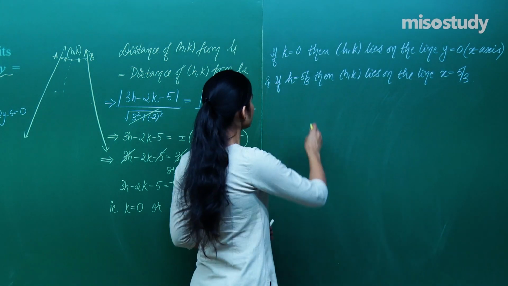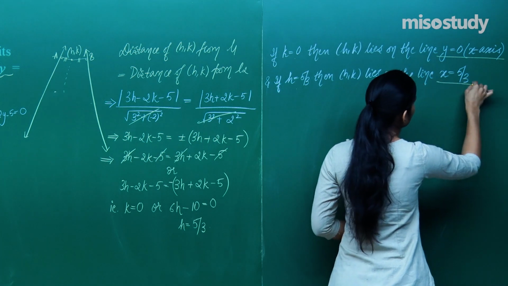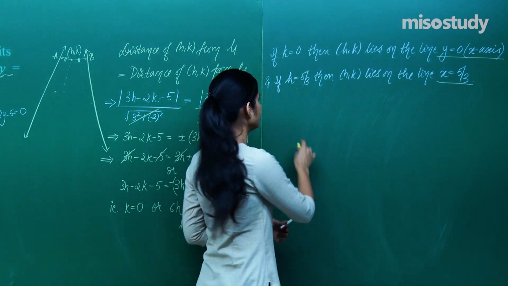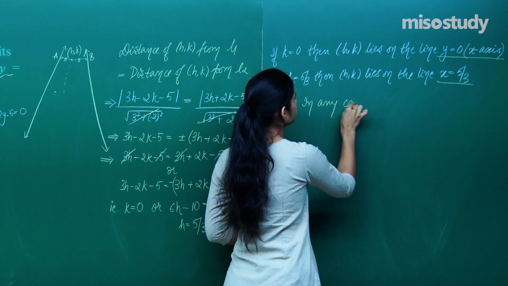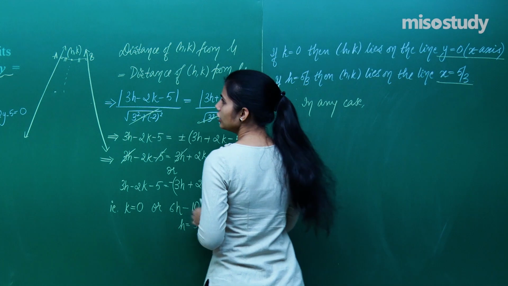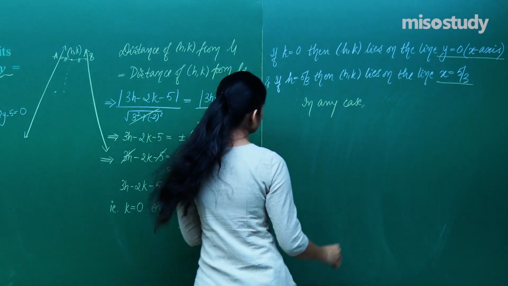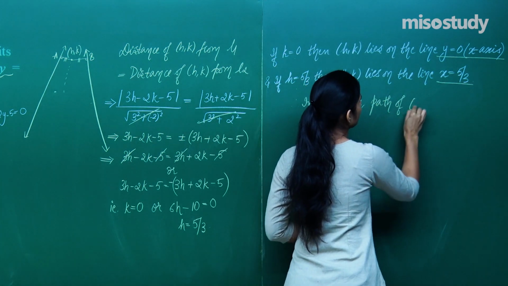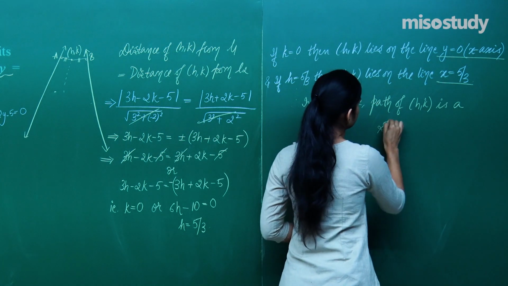That means in both the cases it is actually representing either this straight line or this straight line, but in any case it is definitely representing a straight line. Therefore, in any case we are getting that the path of this moving point h comma k is actually a straight line. Path of h comma k is a straight line.